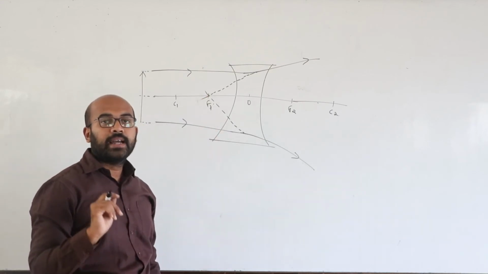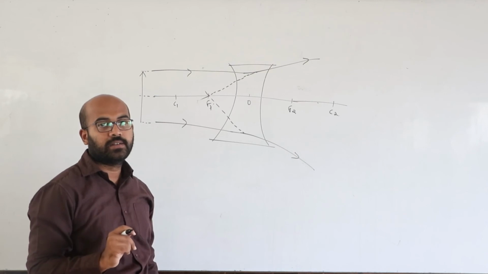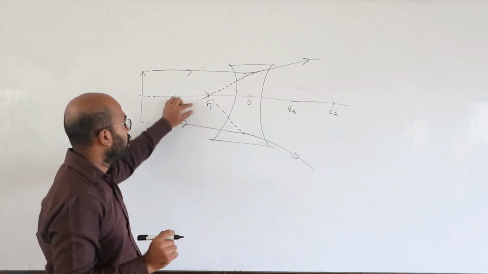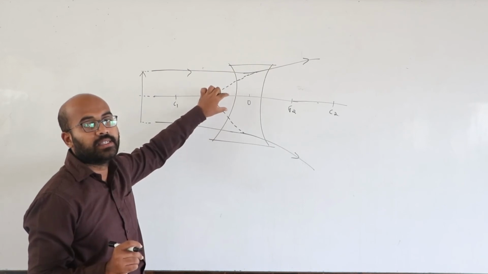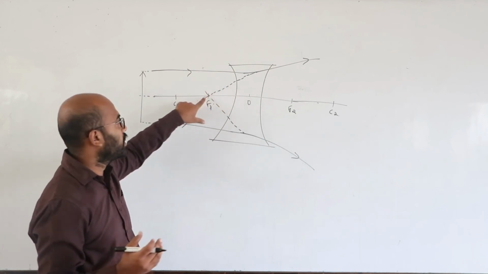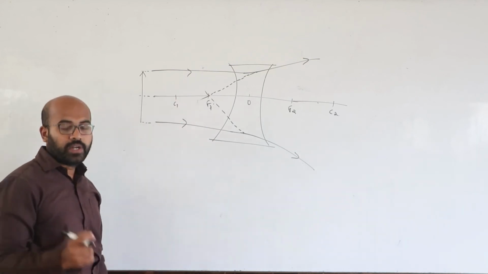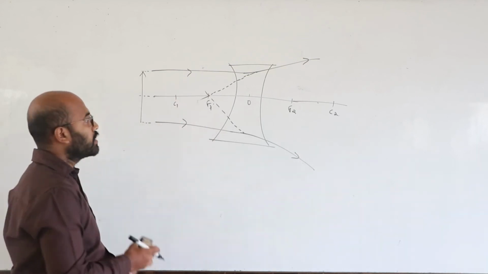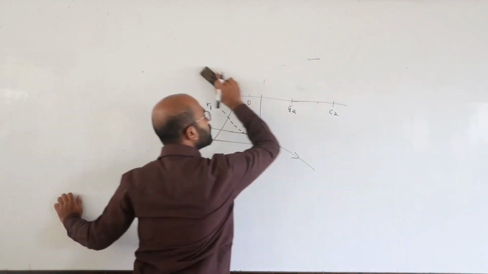The size of the image is highly diminished or point sized. So what is the nature? It is virtual and direct, because these are not the real light rays, these are imaginary. So the nature is virtual and direct. The size is point sized or highly diminished. What is the position? It is at the principal focus.